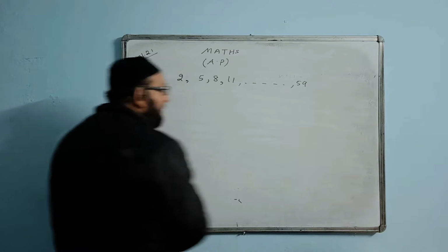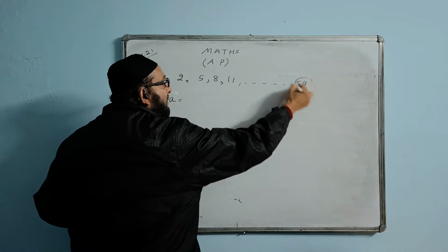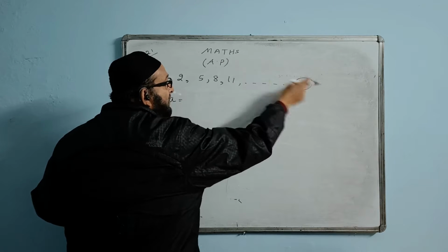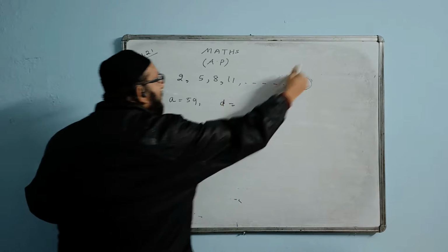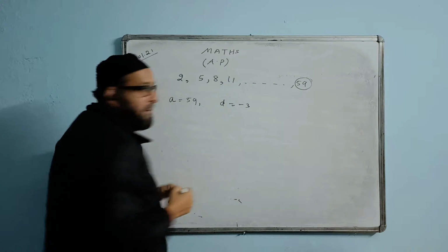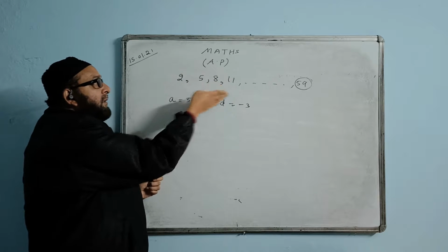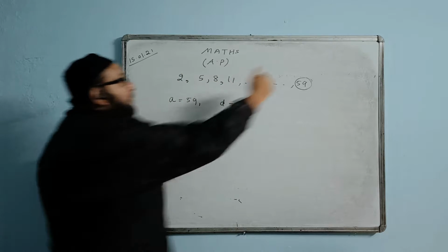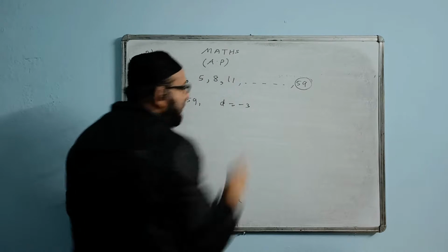Any idea? Suggest me. From the end, from this side, this will become the first term. No, this is the first number, 59. The d value, if you go this way, you do 8 minus 11. The d value is coming minus 3. When you go this way, you have to do this minus this: after number minus before number. If you go this way, 8 comes after 11, so you do 8 minus 11.